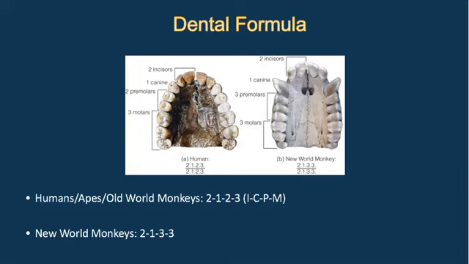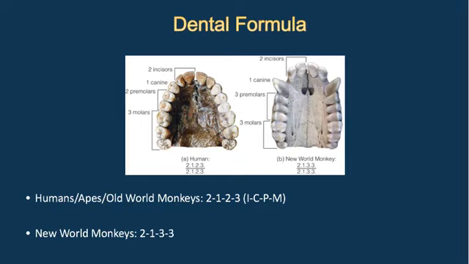One of the last items we're going to talk about here is the concept of a dental formula. A dental formula is just a statement of how many of each type of teeth an animal has. We have a little bit of variation within the primate order. If we're comparing apes and Old World monkeys to New World monkeys, we see some differences here.